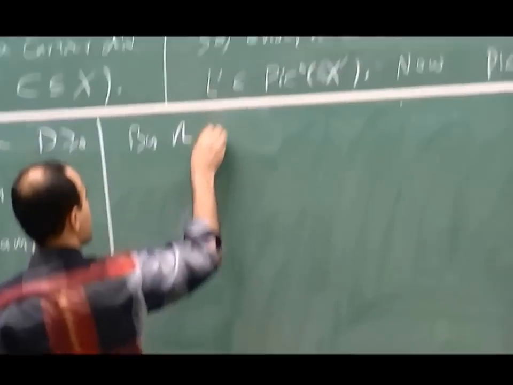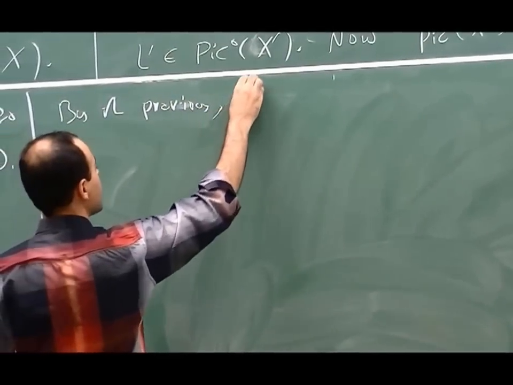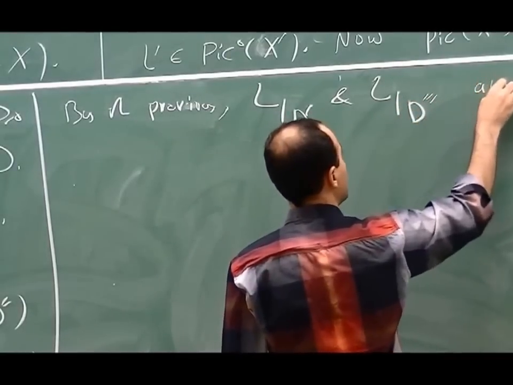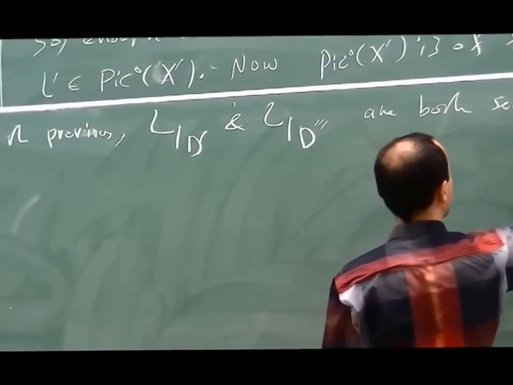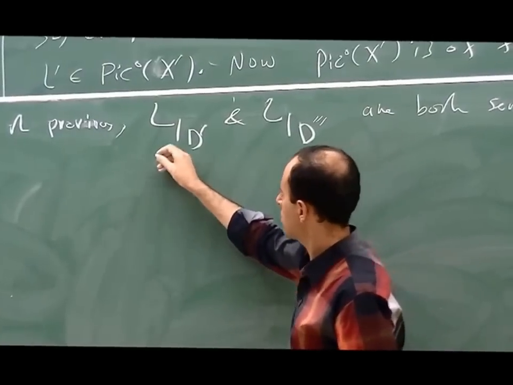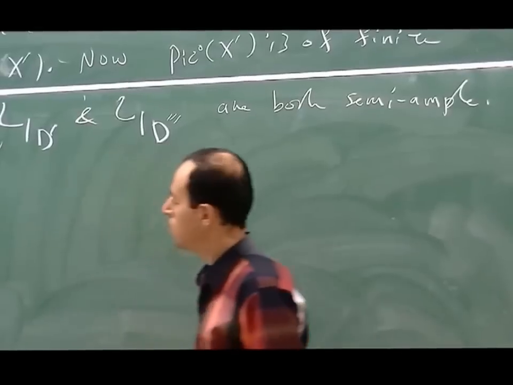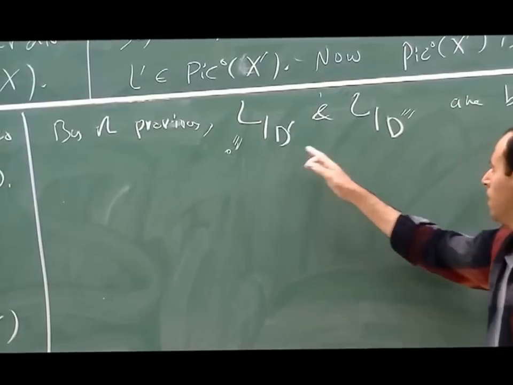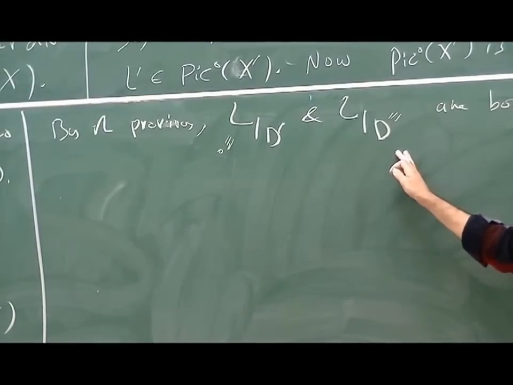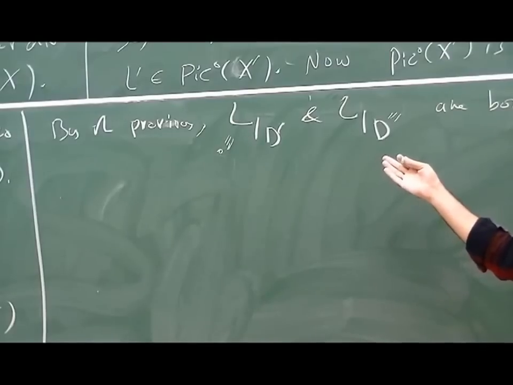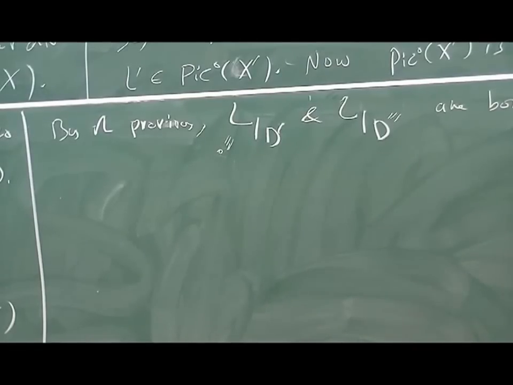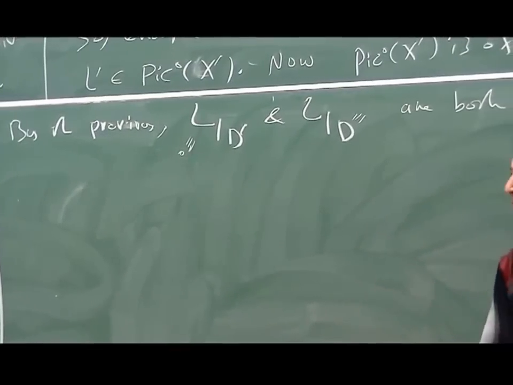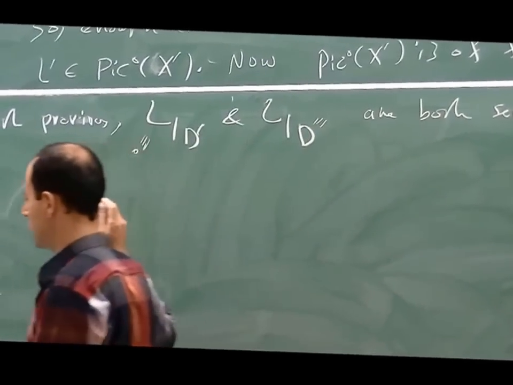Now, by the previous example, you see that L restricted to D prime and also L restricted to D triple prime, they are both semi-ample. Because in this case you have just a numerically trivial divisor on some scheme, as I told you, this is always torsion, so it's always semi-ample. And here, because L restricted to every component is big, and we are working over the algebraic closure of a finite field, these components are just surfaces, so you have this example. But in this example, the X is irreducible, but you apply this kind of argument. So we have semi-ampleness on these two parts.